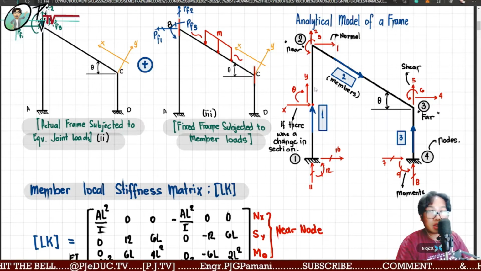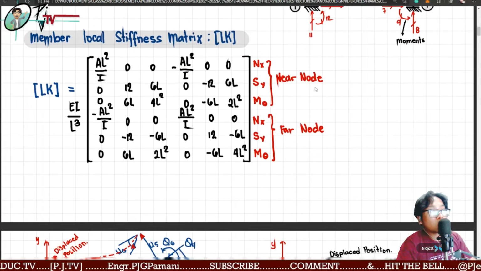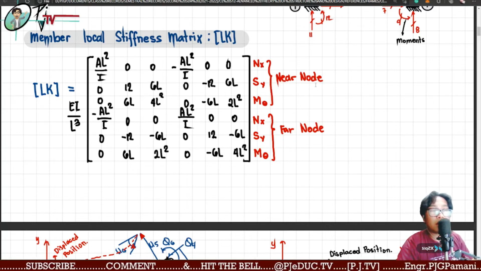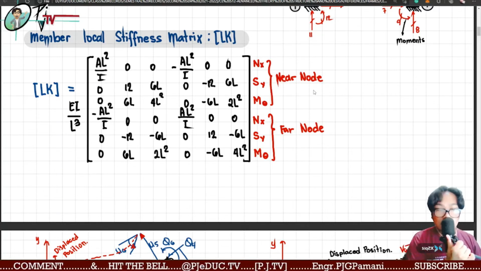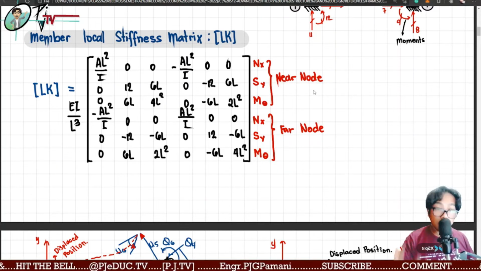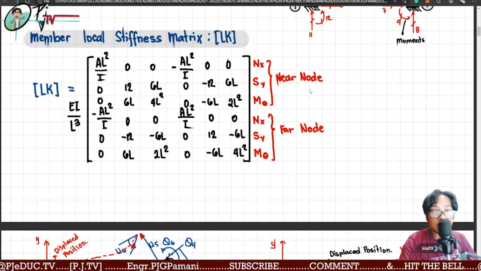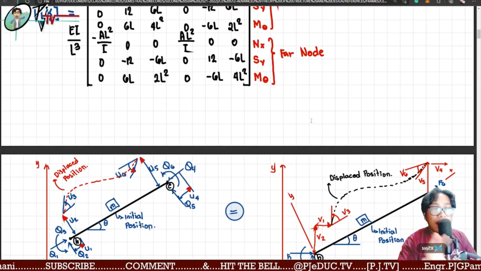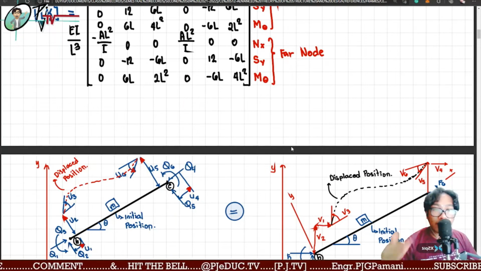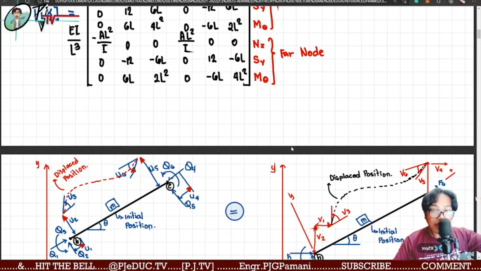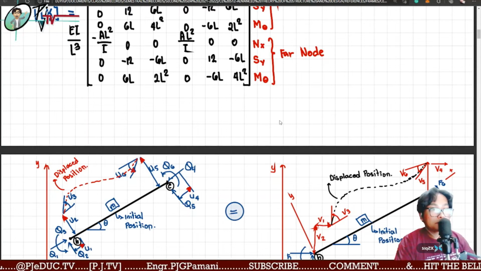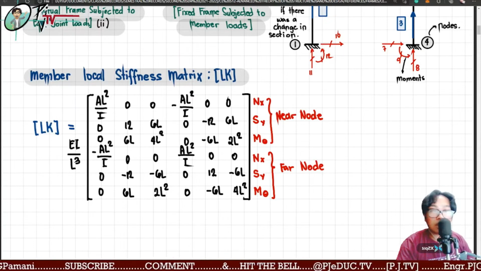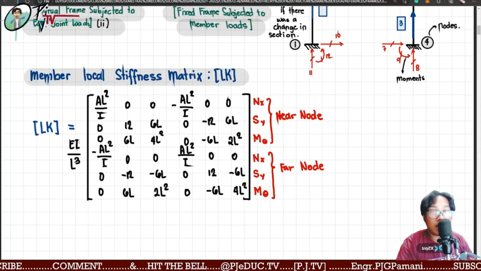After plotting off your analytical model, we can then start solving our matrix, start doing our matrix analysis by starting with our local stiffness matrix. So just like what we did with trusses and beams, always start your analysis with the local stiffness matrix. This is the actual effect of the loads within the member, or within the axis of the member.